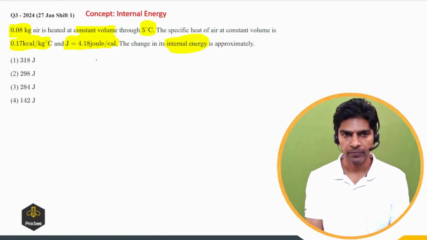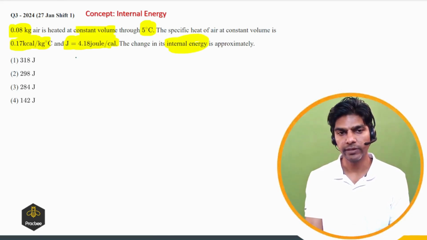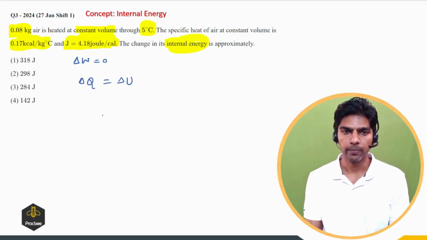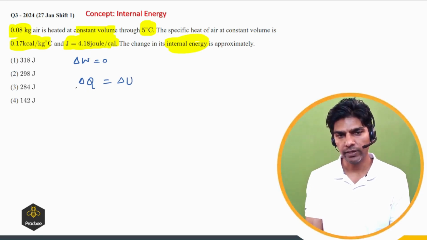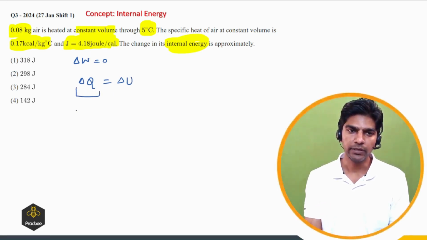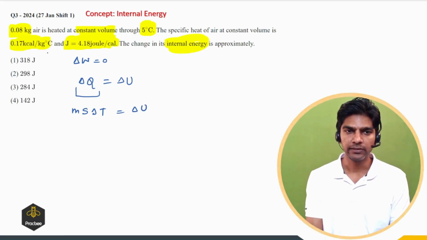So let us see. It's a constant volume process. So in case of a constant volume, work done will be 0. So delta Q will be equal to delta U. So if we are able to find delta Q, we will be able to find the change in internal energy. And delta Q can be written as m s delta T, where s is the specific heat capacity at constant volume.